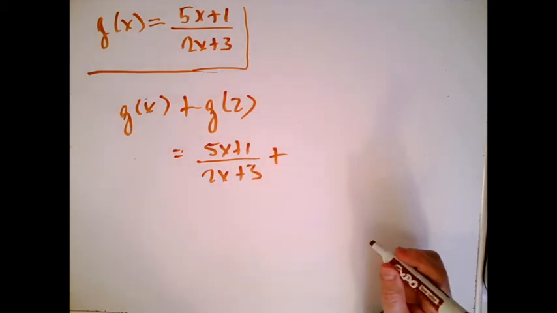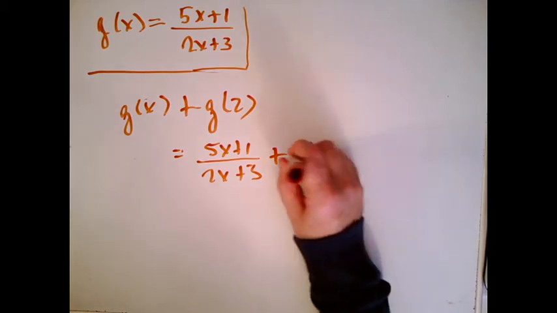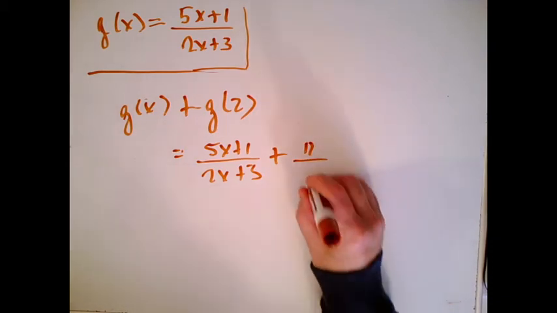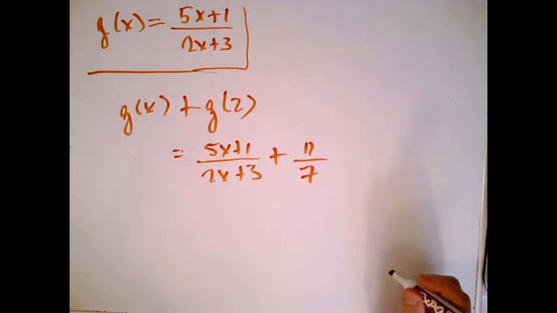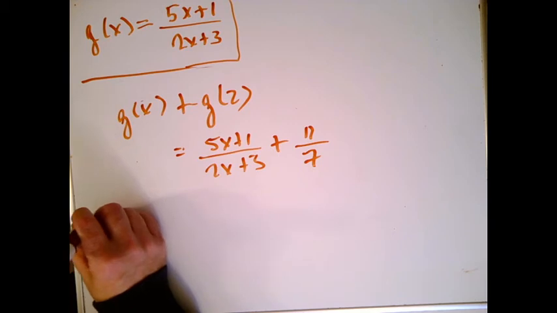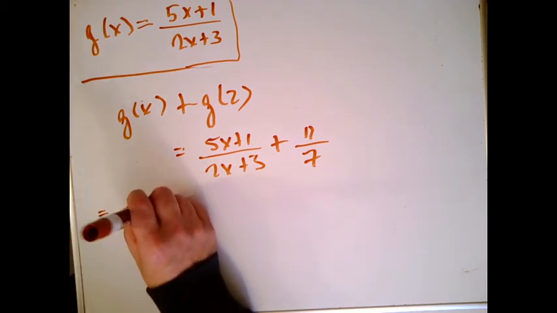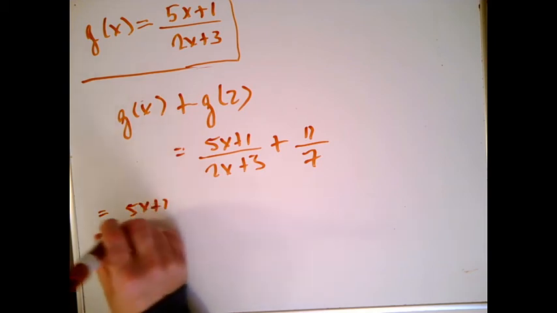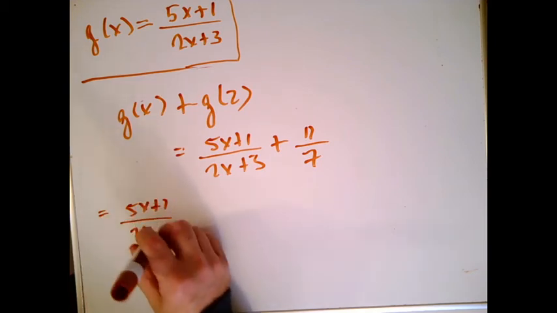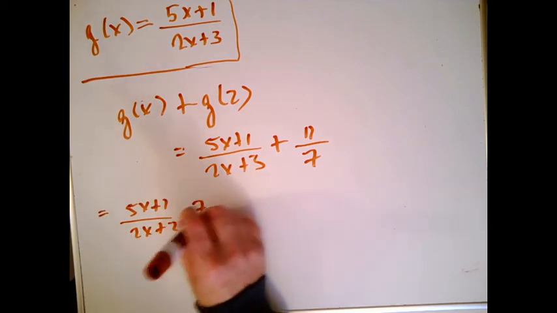Now we already did that one, and we know in advance I'm going to get 11 on top, I'm going to get 7 on the bottom. And I have to add those two things together. Well, I need a common denominator, so here we go. I'm going to have 5x plus 1. The denominator it already has is 2x plus 3. But it's missing a 7, so I multiply the top and the bottom of that one by 7.